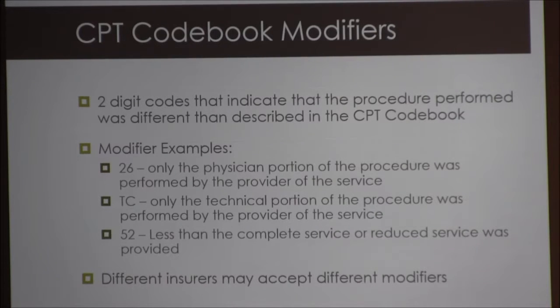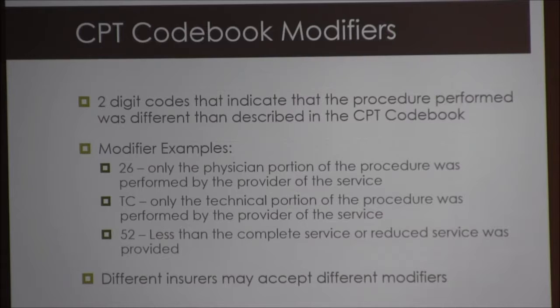So, the modifiers. As I mentioned before, these are things that we typically don't want to use because it then makes it more complicated for insurance companies, and there's a huge variance amongst the different companies in what they cover. These are the 2-digit modifiers, which essentially say that the level of service that was performed was either below or different than what is written in the guidelines.